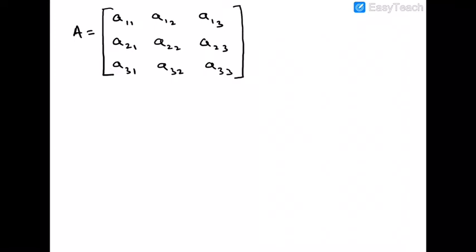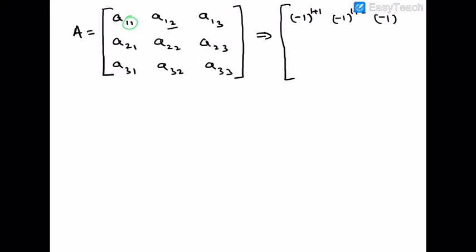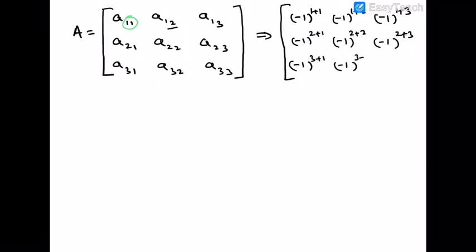Sign for element A11 is minus 1 to the power 1 plus 1. For A12, it's minus 1 to the power 1 plus 2. For A13, it's minus 1 to the power 1 plus 3. Similarly, for A21, it's minus 1 to the power 2 plus 1, then 2 plus 2, then 2 plus 3, then 3 plus 1, 3 plus 2, and 3 plus 3.